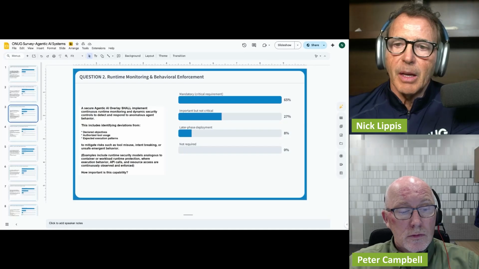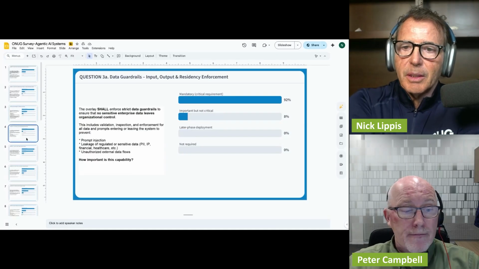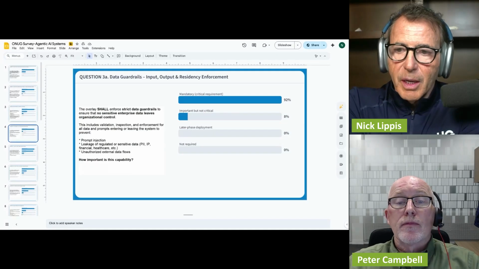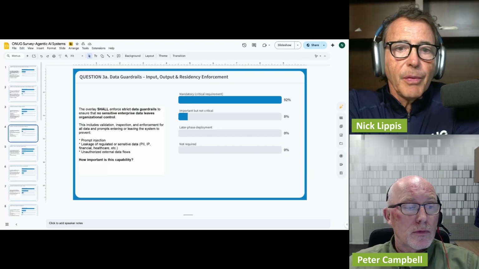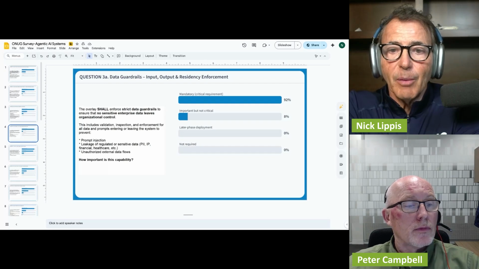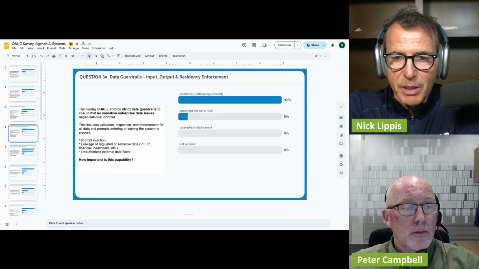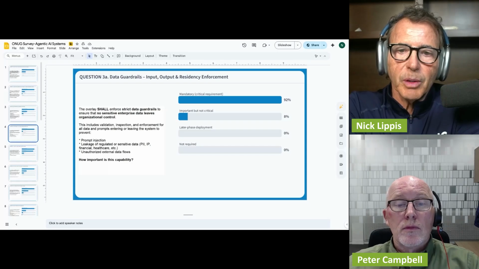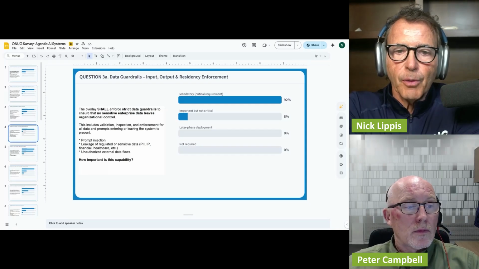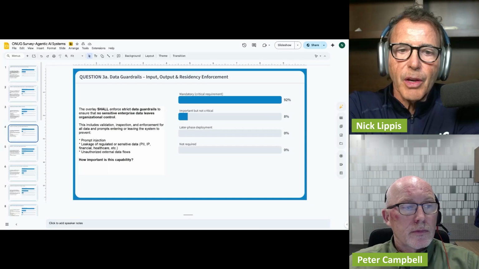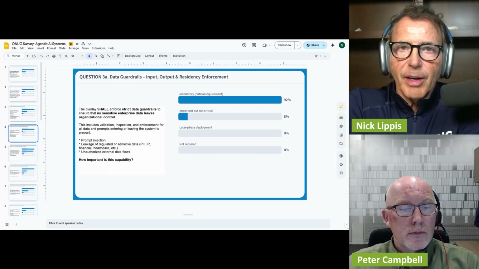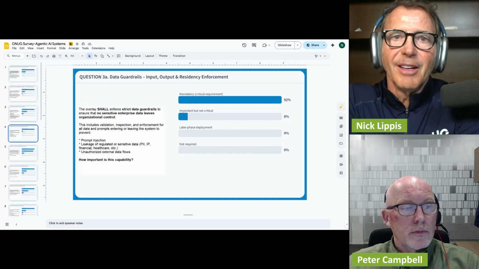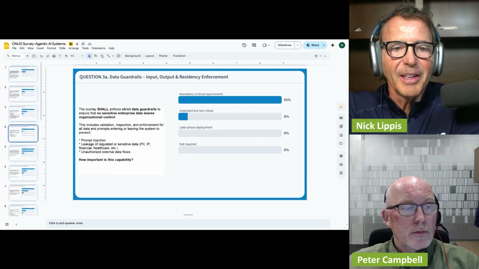Okay. Let's see. This one, data guardrails. So really important. 92%, we're saying it's mandatory. So this is basically data guardrails: input, output, and residency enforcement. Let me explain this one as well. The overlay shall enforce strict data guardrails to ensure that no sensitive enterprise data leaves organizational control. So the agent doesn't go into credit card information and expose that, is an example of that.